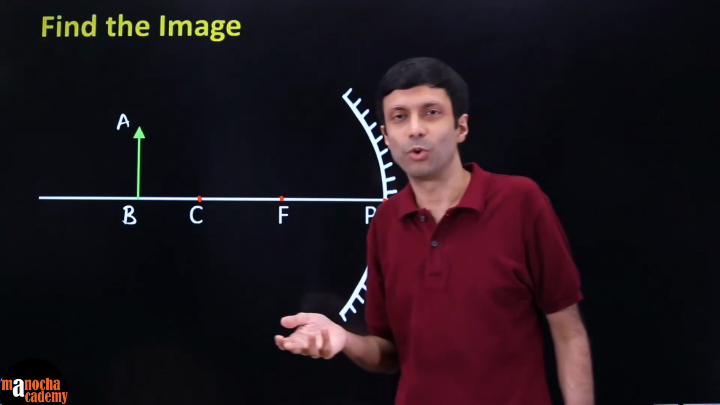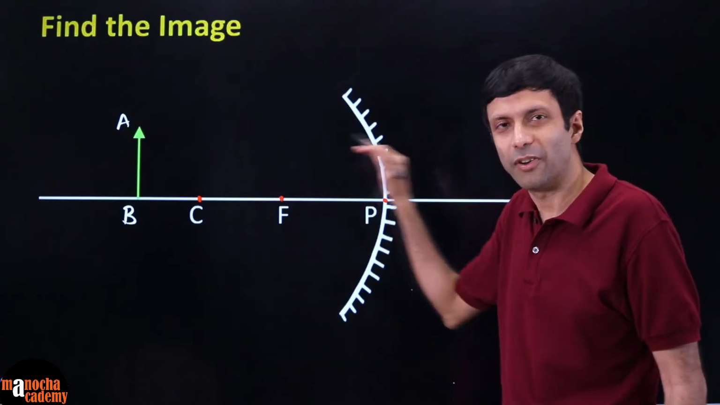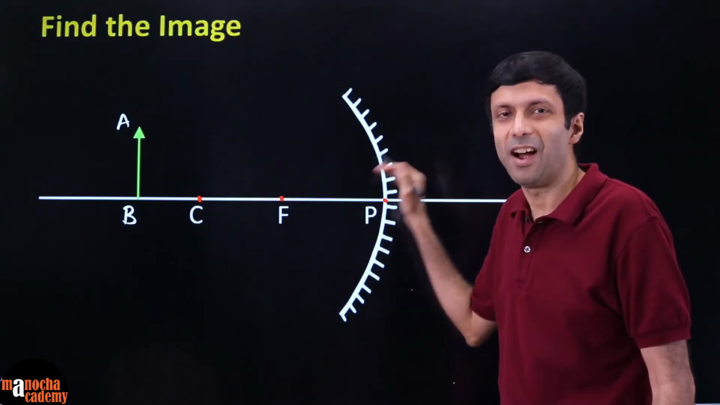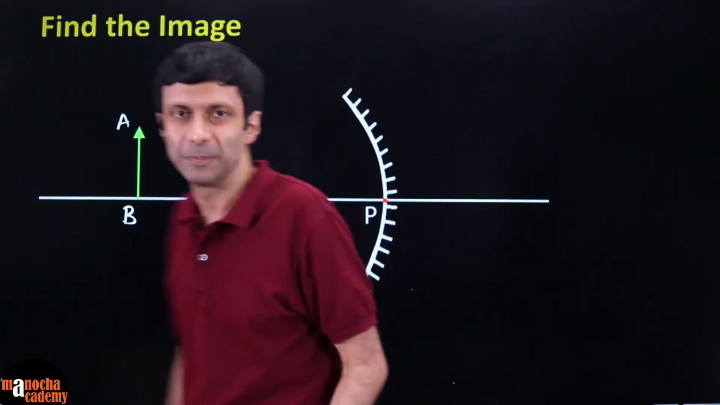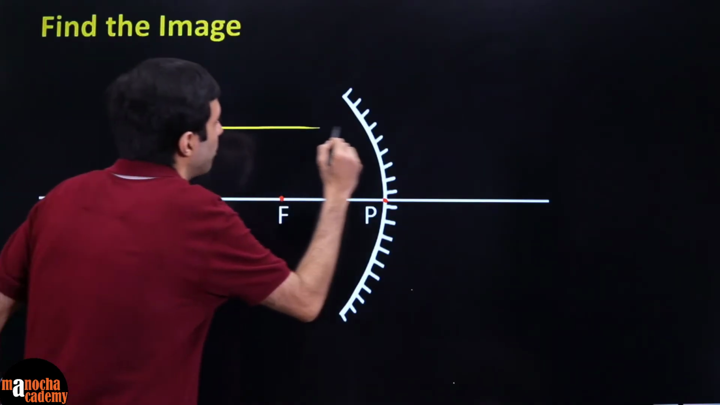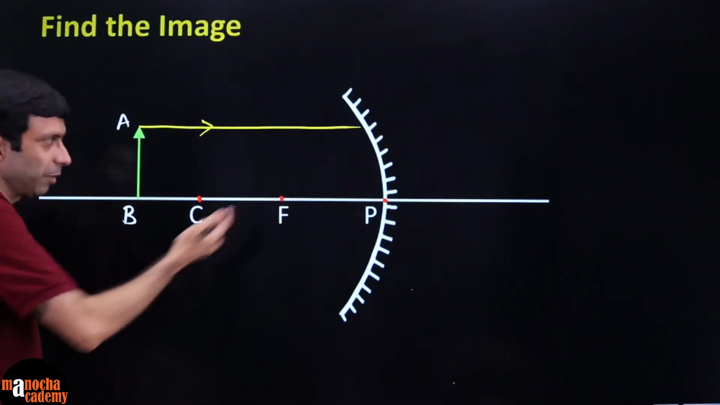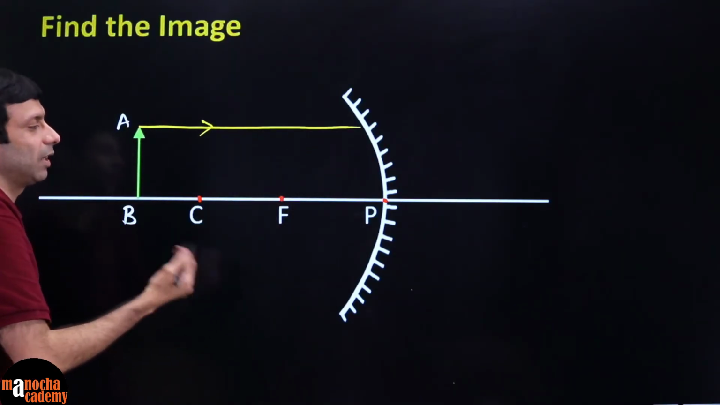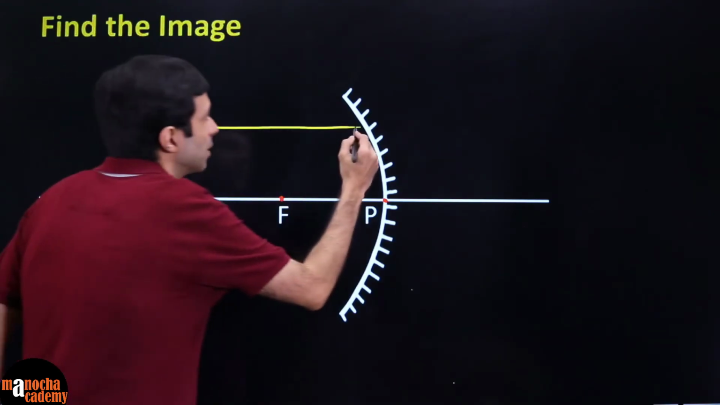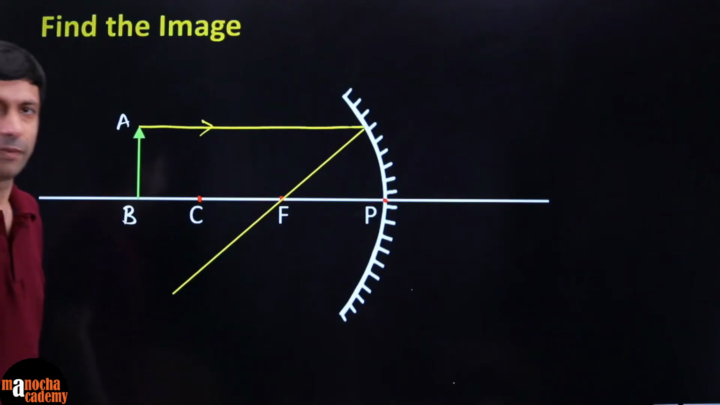Which rule do you want to go for? One of the simplest is rule 1, where you draw a ray parallel to the principal axis. After reflection, it will pass through the focus. So let's do that. A ray of light parallel to the principal axis, and we know this concave mirror is a converging mirror. The focus lies here on the left hand side, so it's going to pass through the focus. See, after reflection, that's how the ray will go.